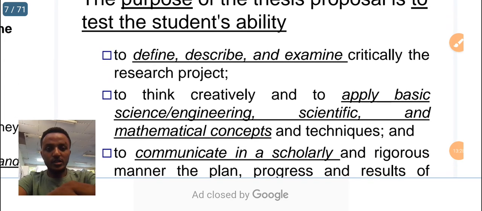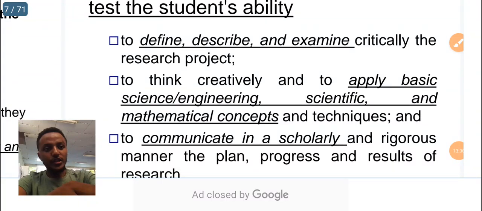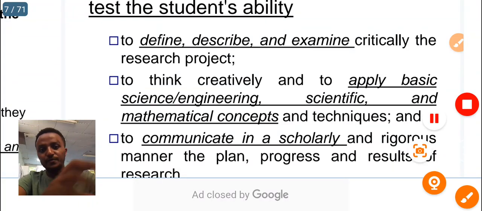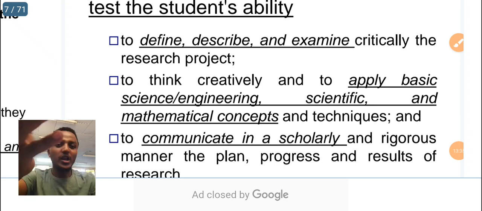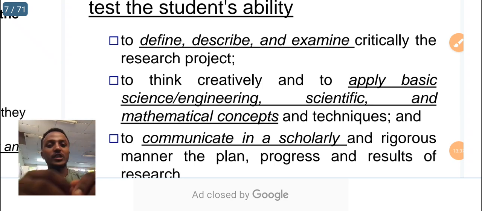Next, I will bring you what should be included in the research proposal, what we can scholarly communicate with research proposals, and what parts you can see.